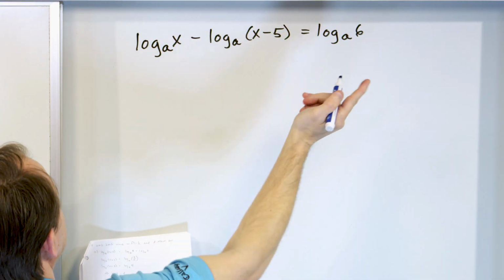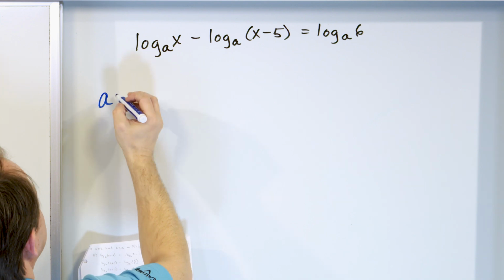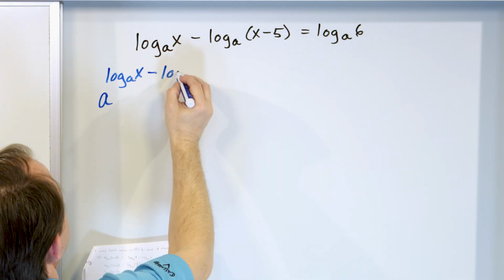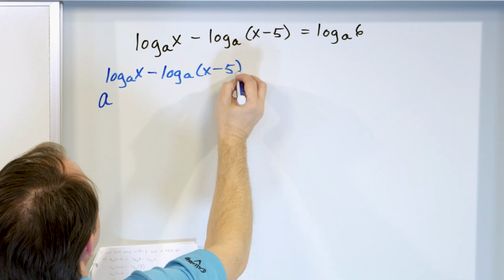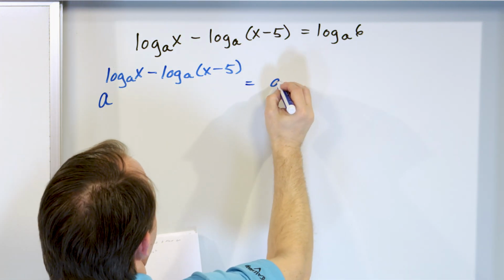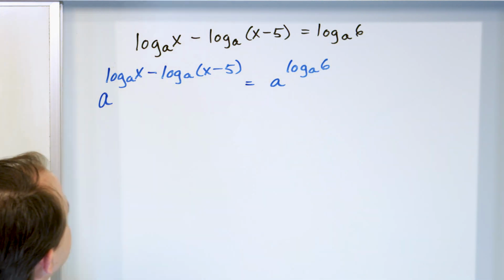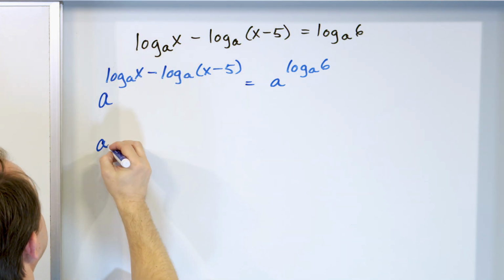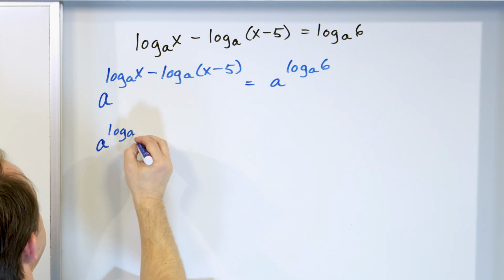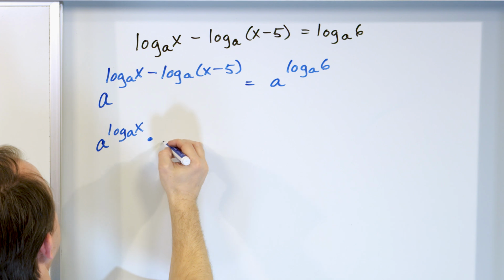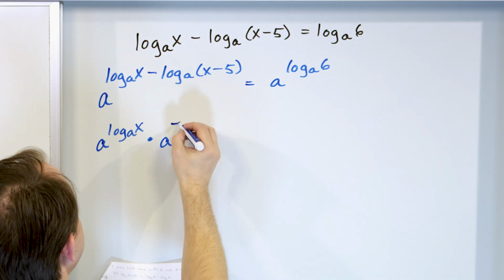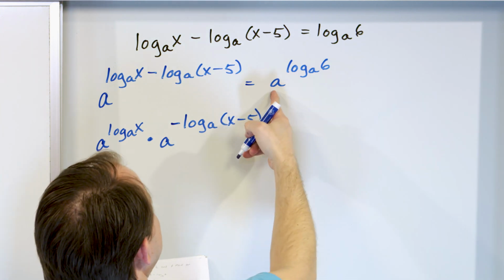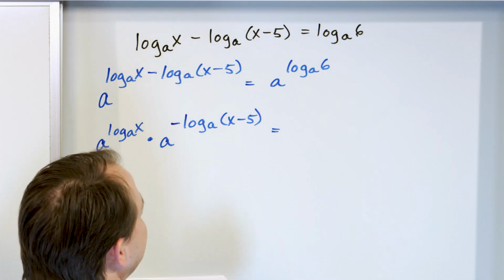So what I want to do is kill all those logarithms. On the left-hand side, I'll put all of this stuff in the exponent of a base a. This entire thing is in the exponent of a. Over here, a to the log base a of 6. But again, in the exponent, I have subtraction. So I can write this as a to the log base a of x, multiplied by a to the negative log base a of x minus 5. And on the right-hand side, the a is going to cancel with the log base a because they're inverses of one another. I'm just going to have 6.